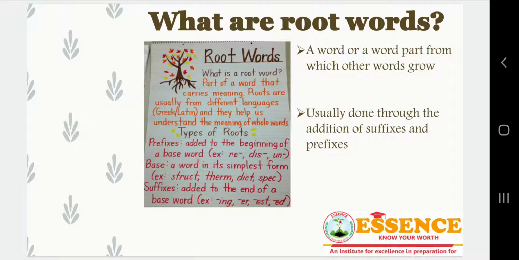And how is it done? You add suffixes or prefixes. Now, what is a suffix and what is a prefix? A suffix is something which you add at the end of the word, and a prefix is something pre, yani before. So, fix karna. Fix is when you fit something, and pre is before. So, when you fit something before the word, you call it a prefix.